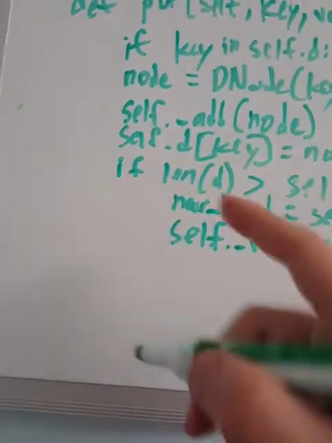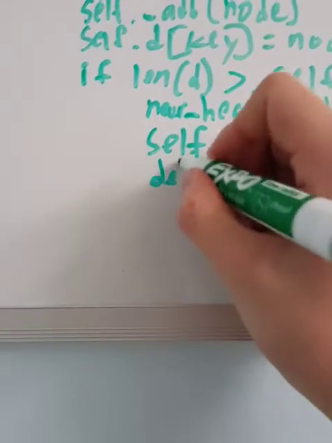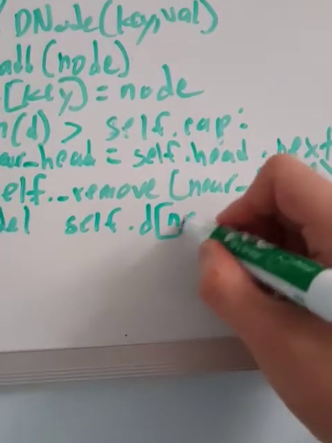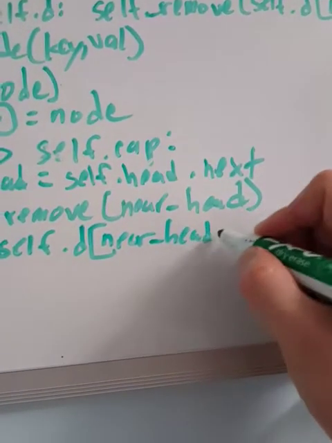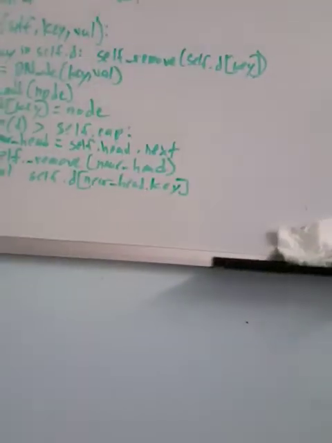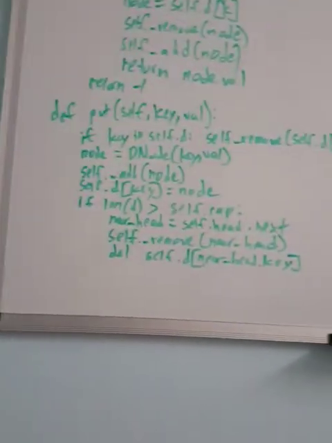And then we also need to delete it from our dictionary too. So in Python, you can just do that by writing del self.d of near head dot key, because we need the key to access our value, right? So we're deleting that there. And then once we've deleted that, let's see, what else do we need to do? Let's finish. So we're deleting there, and I believe that's all we need to do.